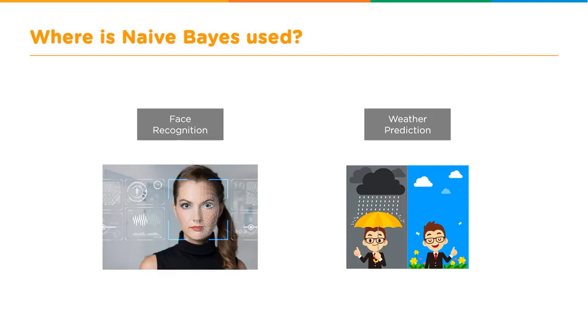The second application could be weather prediction. Based on the existing or available data, the Naive Bayes model will try to calculate values: the probability or possibility that on a given particular day we will get rain, or what temperature we will get. This statistical calculation is used majorly in weather prediction.